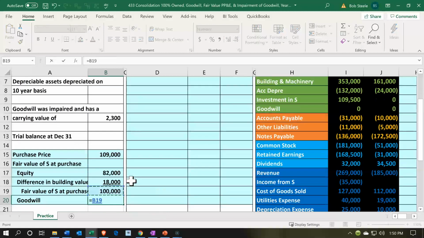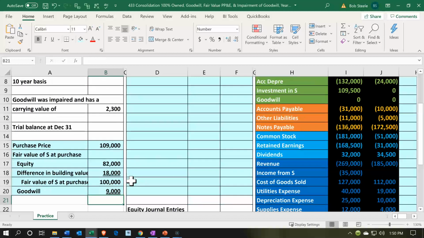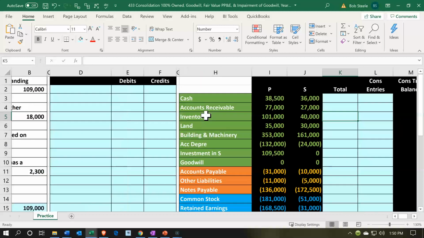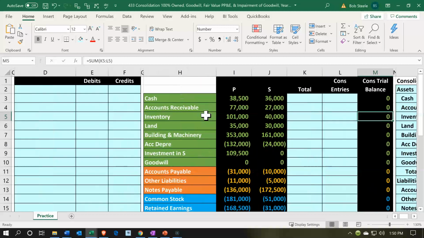Now we paid 109,000 after revaluing last year for the purchase date. It was only 100,000. Therefore, the difference represents something that wasn't included over here, an intangible that's assumed to be goodwill. So there's our goodwill calculation. All right, now let's do our consolidation up top.